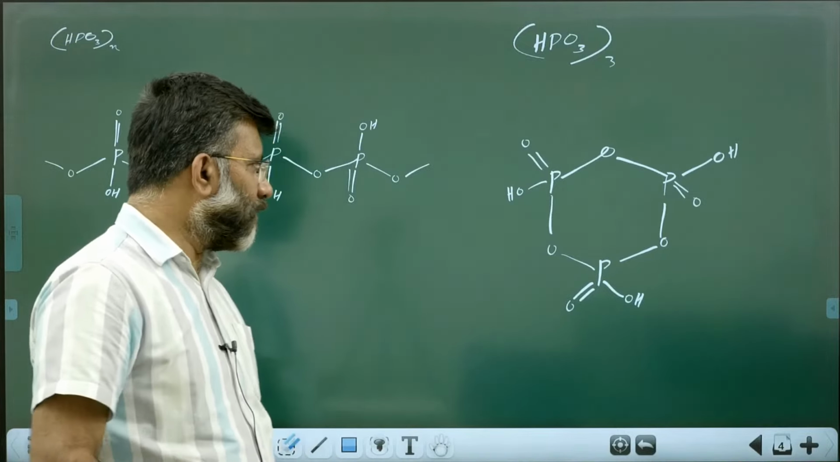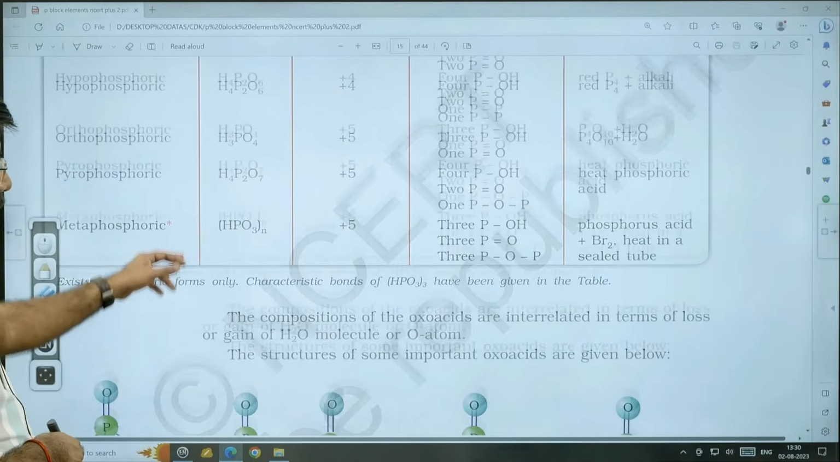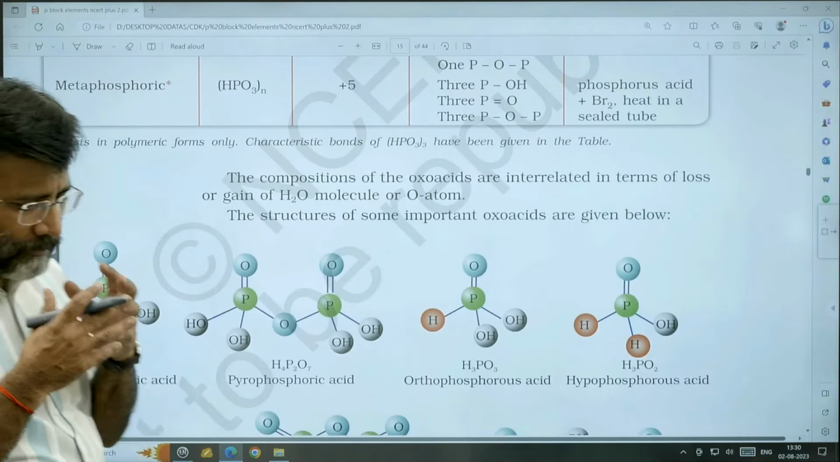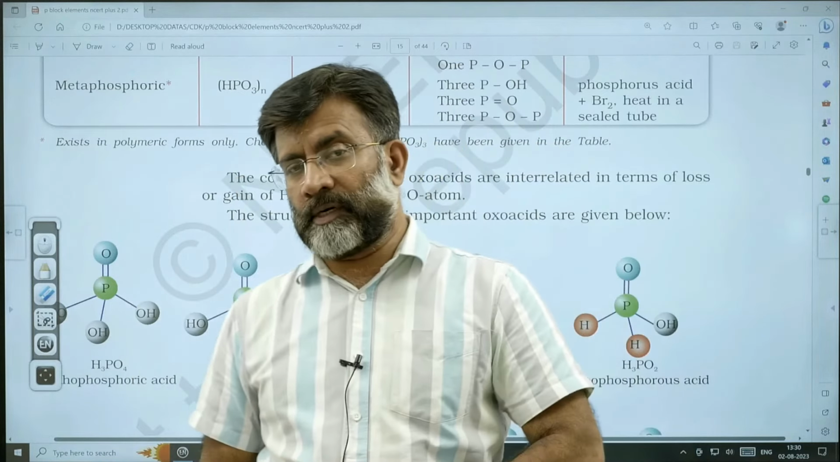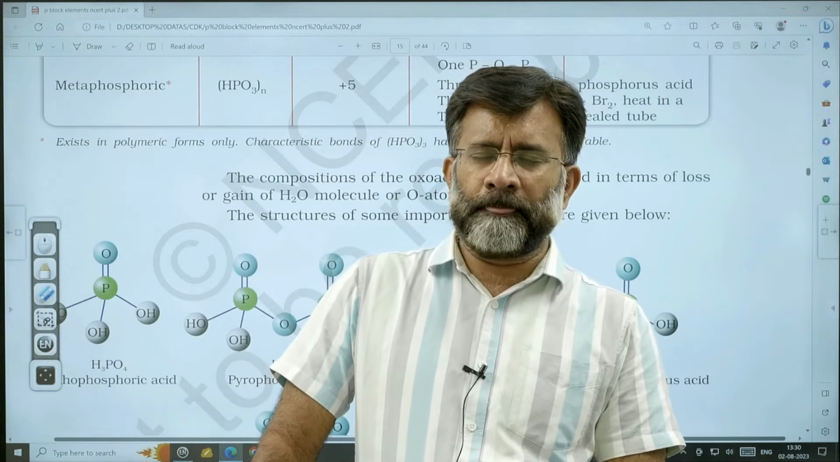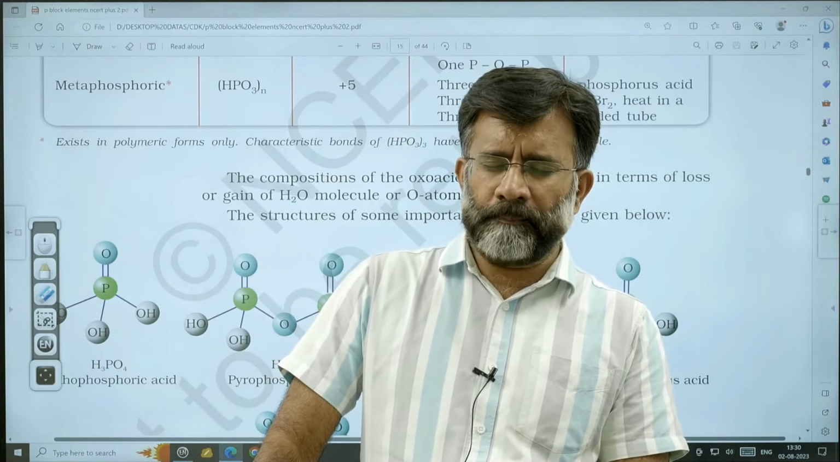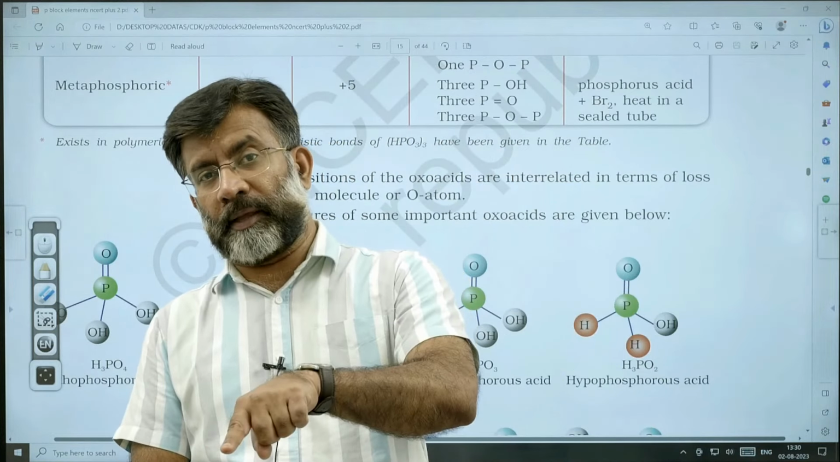So that is about the various oxo acids of phosphorus, drawing the structure and knowing the basicity, the oxidation state, the preparation method. Everything you need to review, particularly the name, formula, including the common name. Okay.